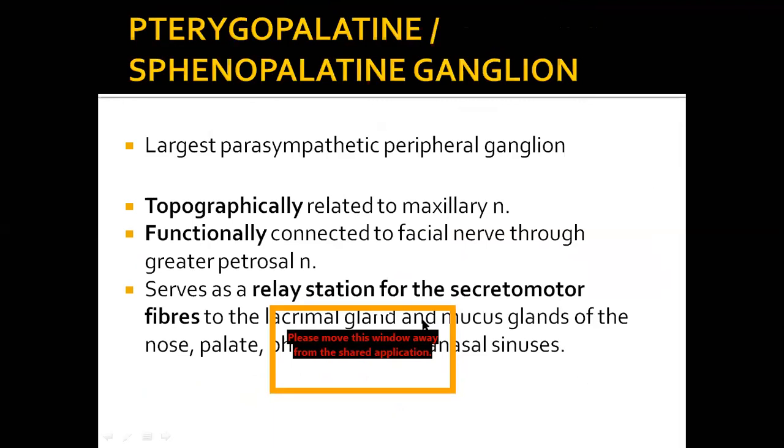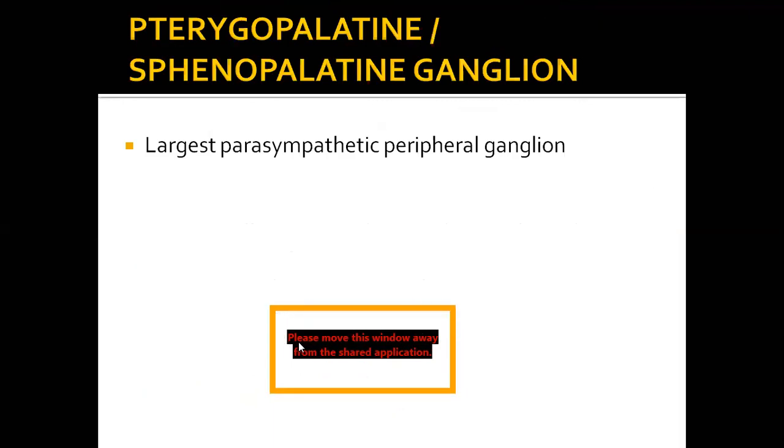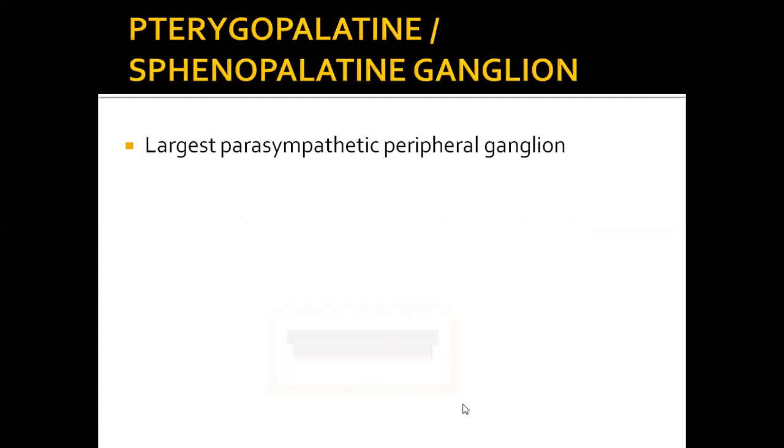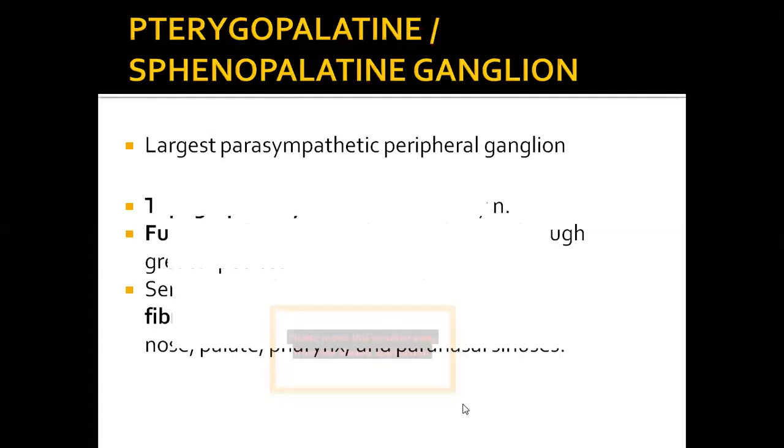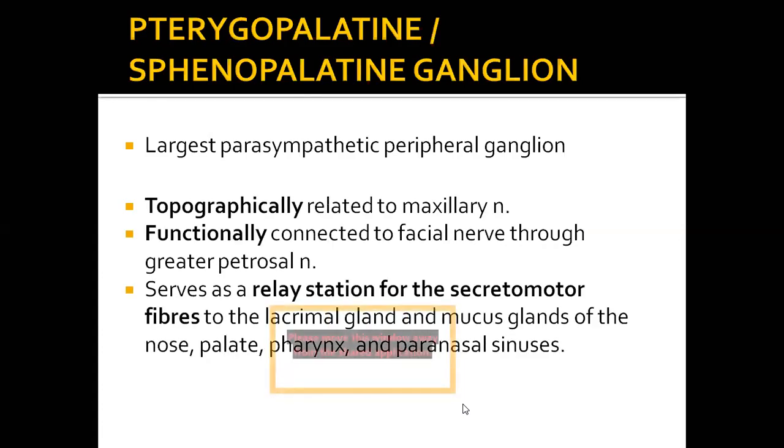It is also otherwise called the sphenopalatine ganglion. It is the largest parasympathetic peripheral ganglion, located in the pterygopalatine fossa, in the deeper part of the fossa. Structurally it is connected with the maxillary nerve, but functionally it is connected to the facial nerve through the greater petrosal nerve, and it acts as a relay station for the secretomotor fibers to the lacrimal gland and mucous glands of the nose, palate, pharynx, and paranasal sinuses.